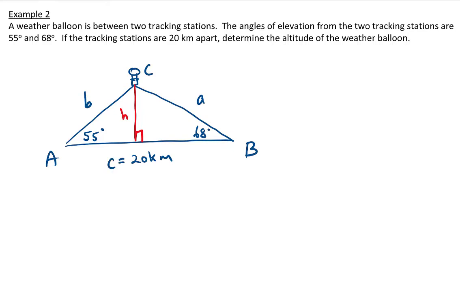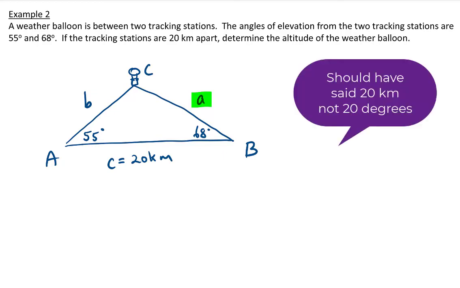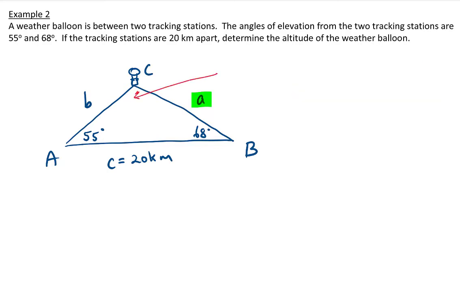At the moment, I'm going to ignore the height, and let's solve for A or B. Let's say we pick side A. Since I'm solving for side A, I need a known angle across a known side. You might ask, where's the known angle across the known side? Well, across 20 degrees, I can figure out this angle here using our 180 rule. This angle is 180 minus the sum of 55 plus 68, which gives us an angle of 57 degrees. So we have a known angle across a known side.